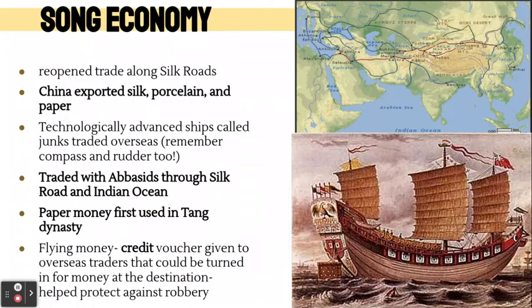They also developed something called flying money, also called flying cash, which was like a credit voucher, almost like a check that overseas traders could take with them. They could carry a piece of paper and then turn it in at their destination for money. So it helped protect against robbery because trade at this time was very dangerous. If you're moving across the Silk Road, people assume that you have money, you have valuable products, and so robbery was a big problem.